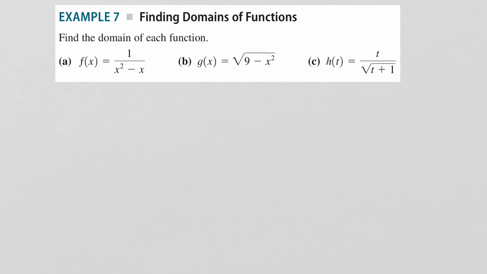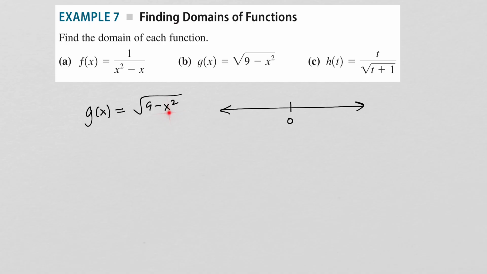For the next function, g of x is equal to the square root of 9 minus x squared. We don't have to worry about dividing by 0, do we? Because there is no denominator other than 1 in this problem. So instead, we need to be concerned about not taking the square root of a negative. Now, there are a couple of ways to solve for x to figure out what the domain is, but I like to think about this just from a very common sense type of perspective.